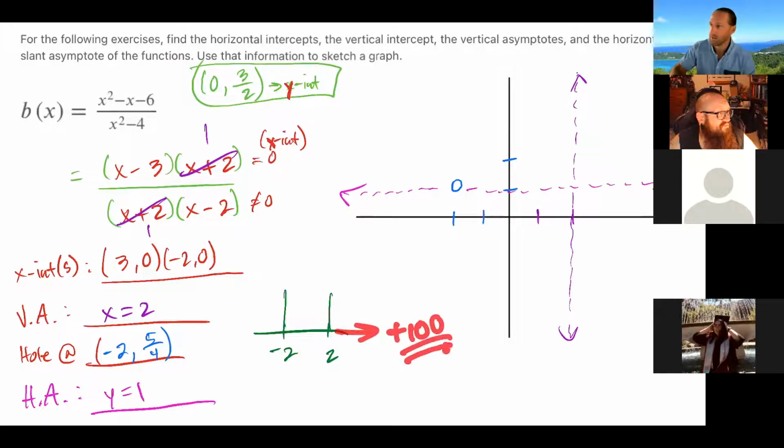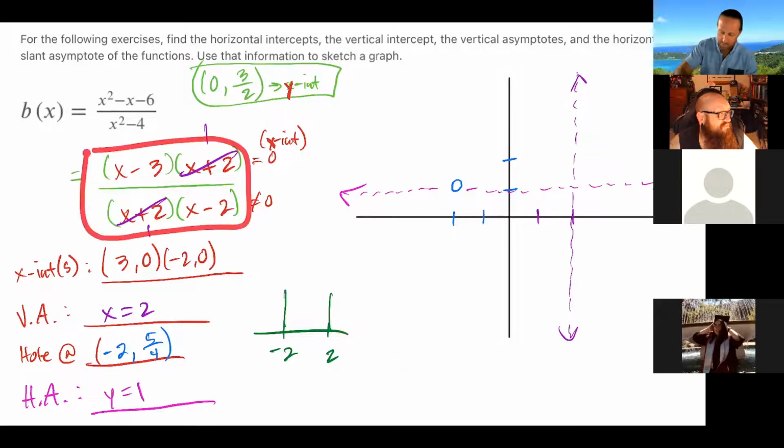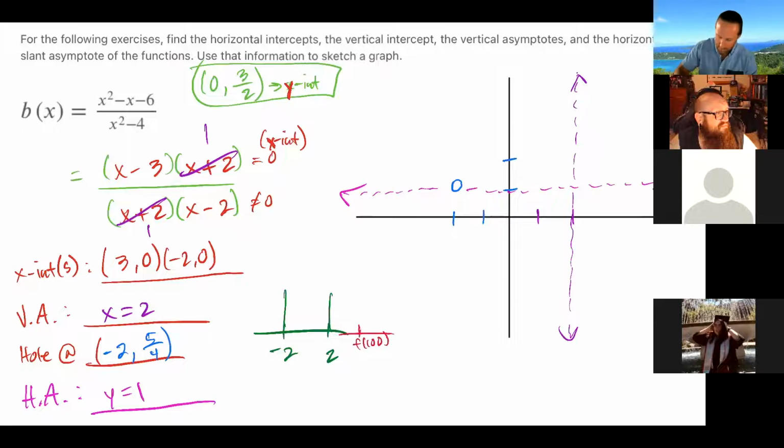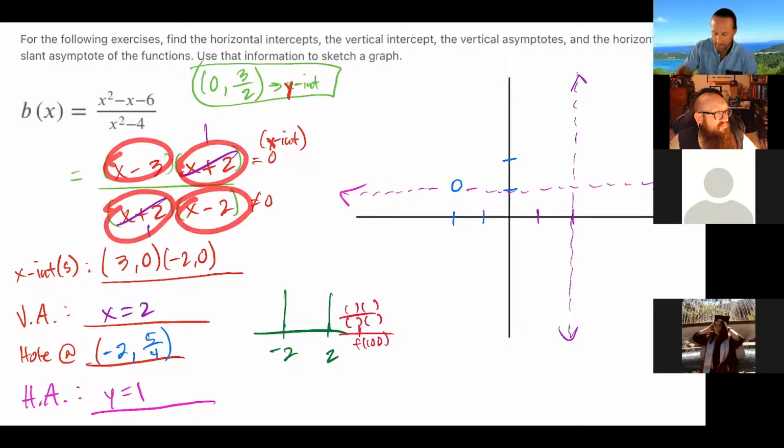I want to pick something like +100, because all I'm caring about is whether my y value is positive or negative. So go back up to my original function and plug in +100, and tell me whether it comes out positive or negative. Well, I already know that it factors to be these things. And why did I choose 100 over 3?